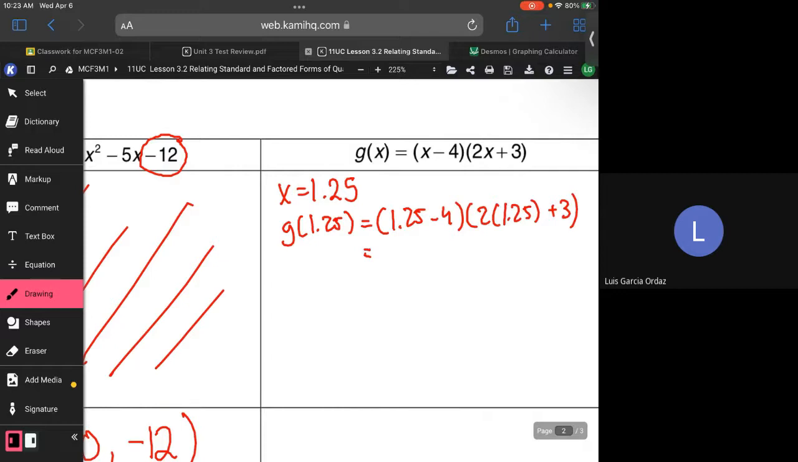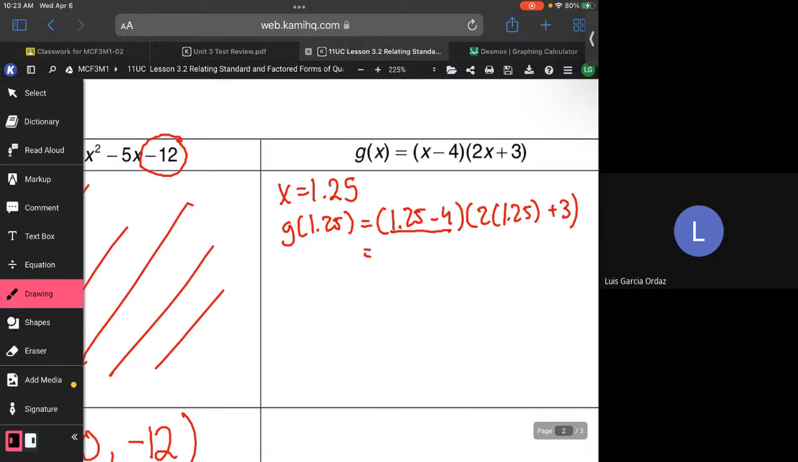So using your calculators, or mental math, what's 1.25 minus 4? Can we also plug in the 1.25 to the standard form? You can. But the reason why I like plugging it into factored form is because you have a number in one bracket and a number in the other bracket. So you limit your margin for error. 1.25 minus 4, that's easy to do, right? As opposed to doing 2 times 1.25 squared minus 5 times 1.25 minus 12.